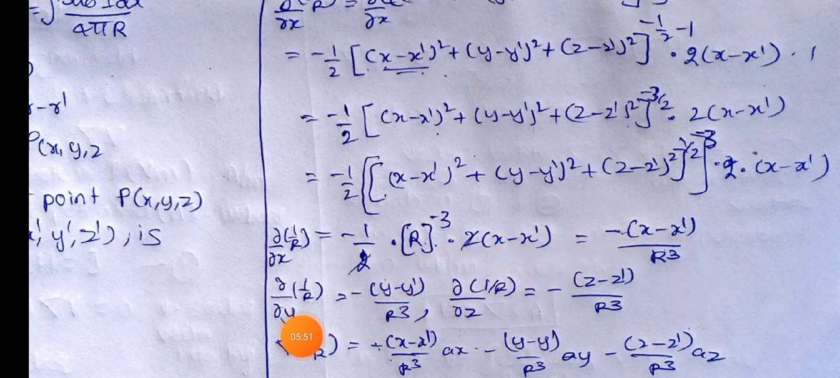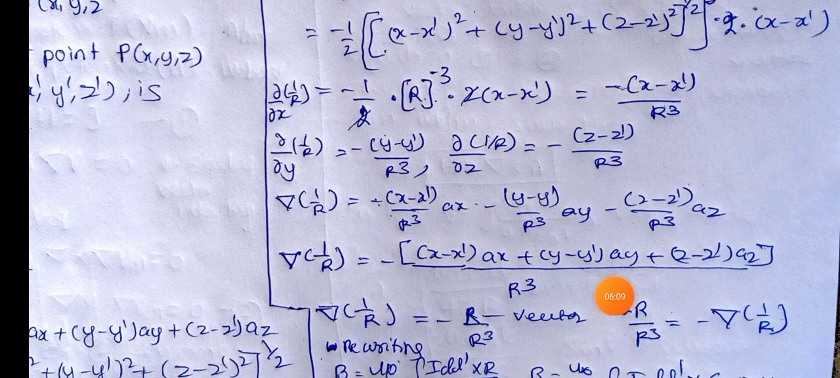And dou by dou y of 1 by r, the differentiation with respect to y, we will get minus (y minus y dash) by r cube. Differentiation of 1 by r with respect to z, you will get minus (z minus z dash) by r cube. So the gradient of 1 by r becomes the differentiation with respect to x, y and z: minus (x minus x dash) by r cube, minus (y minus y dash) by r cube, minus (z minus z dash) by r cube.